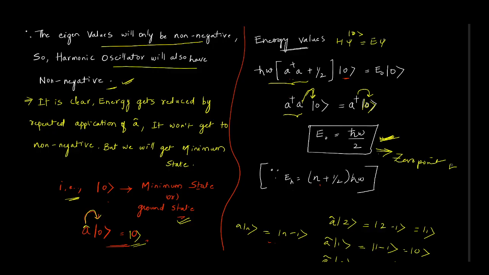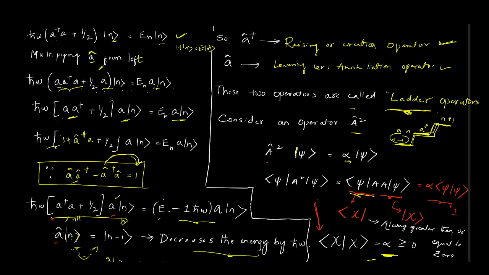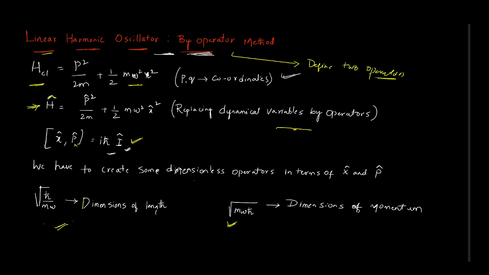This is the zero point energy for the linear harmonic oscillator. This can also be found by En equals n plus half, H cross omega, where if you put n equals 0, this value becomes half H cross omega. This is the zero point energy. So this is how we can find the linear harmonic oscillator solution by the operator method.